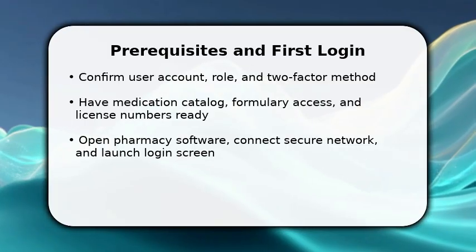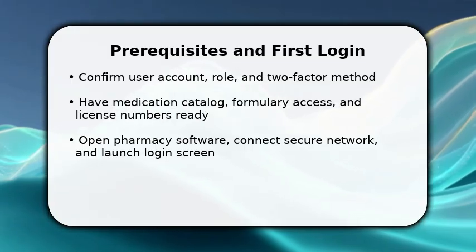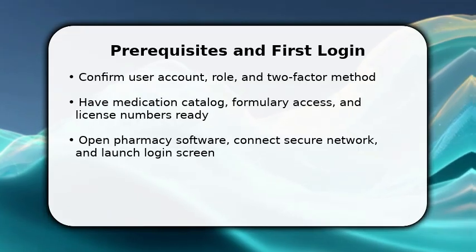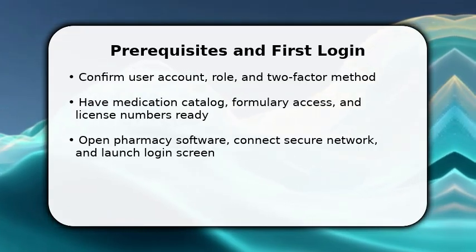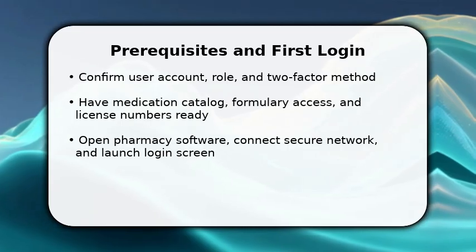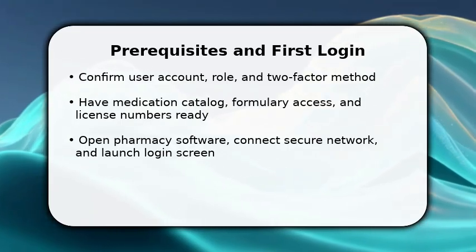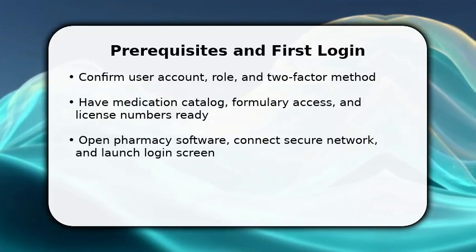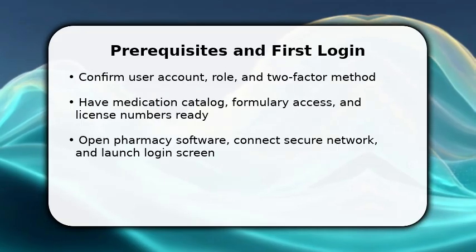You start by verifying prerequisites, your user account, role permissions, and two-factor method. Once confirmed, open the pharmacy software and connect to the secure network, then enter credentials and complete multi-factor authentication. Make sure to select the correct store profile and database instance so records match your physical inventory.